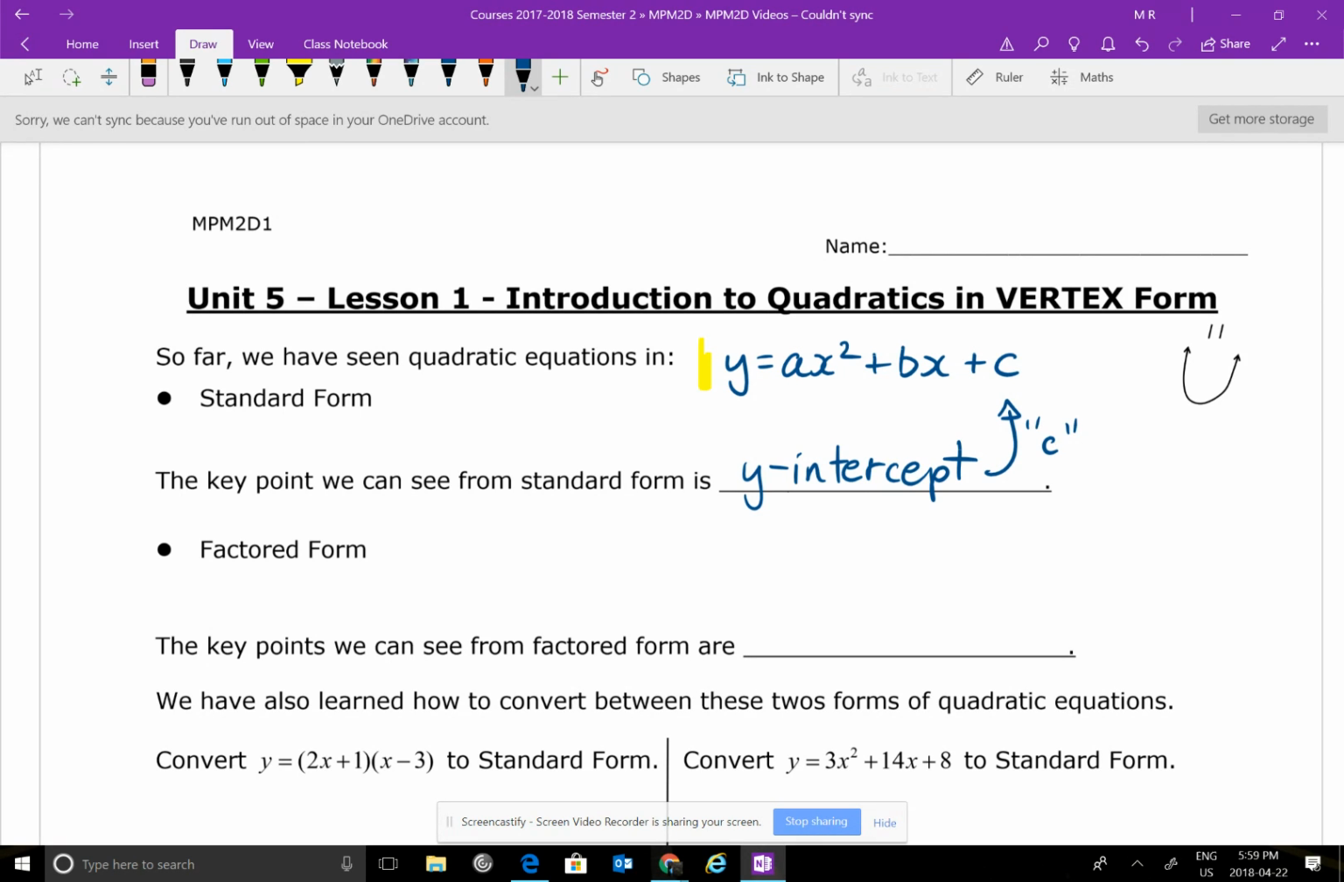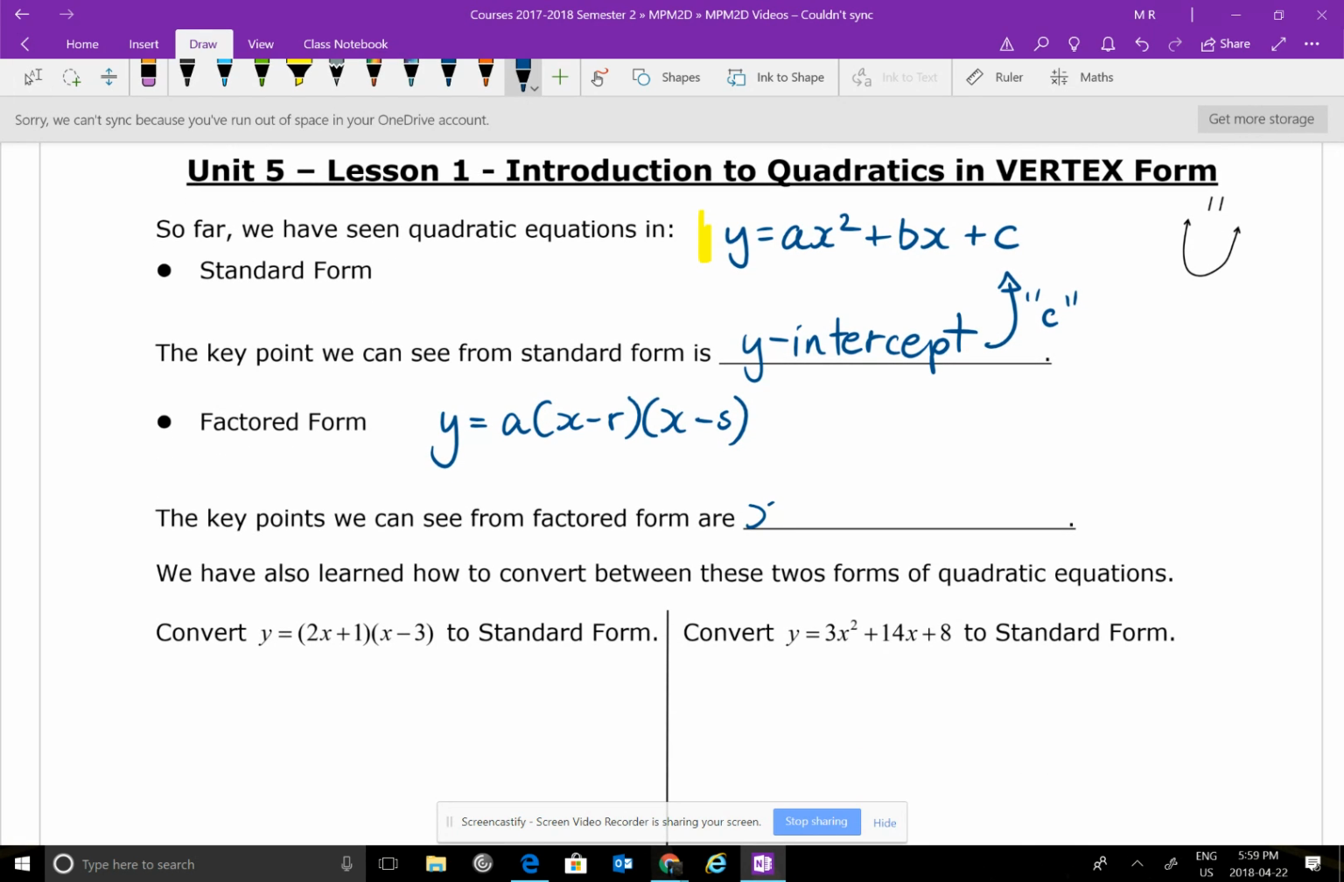And the other form that we have seen is the factored form. Factored form looks like this: y equals a times (x minus r) times (x minus s). And the key points that we can see from the factored form are the x-intercepts. We have also learned how to convert between the two forms.